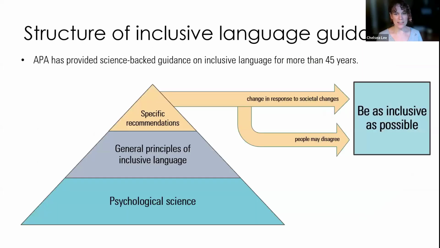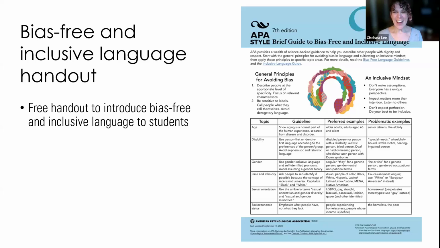There it is. This is a handout that we have available on the APA Style website. This is our brief guide to bias-free and inclusive language. It's a free handout that summarizes a lot of the information that I'm going to be describing to you next. So we'll drop the link for this in the chat, but I want you to have that as well, that we've already done some of the work of putting it on paper for you to share with your students. But in addition, I'm going to speak to some of the information that's on this page in the slides that come. So let's go to the next one.